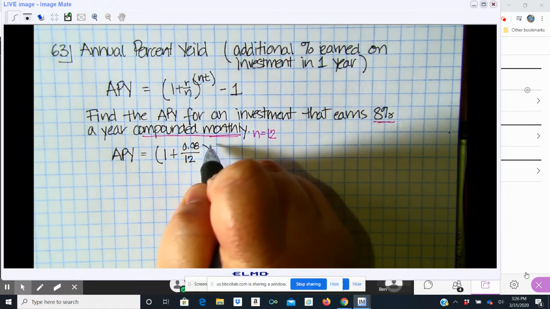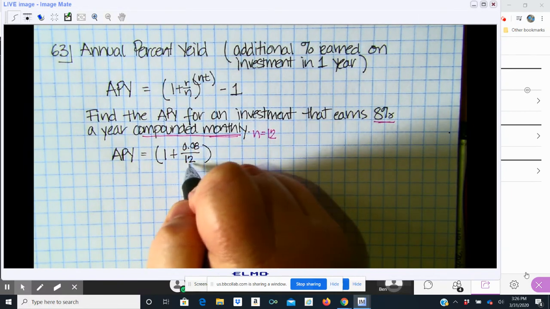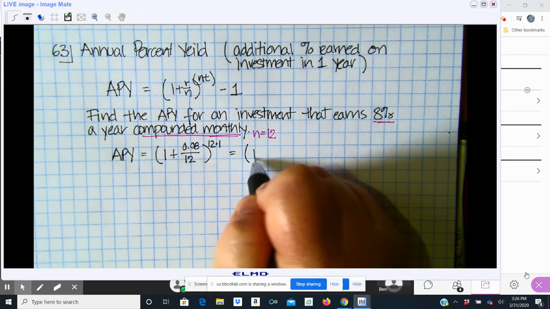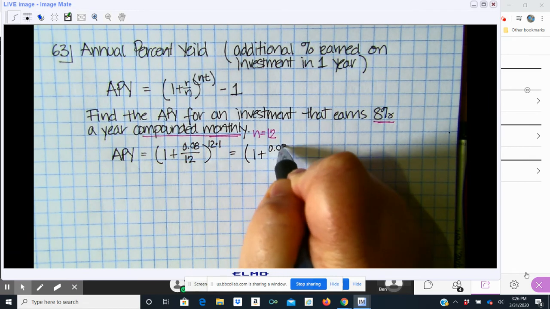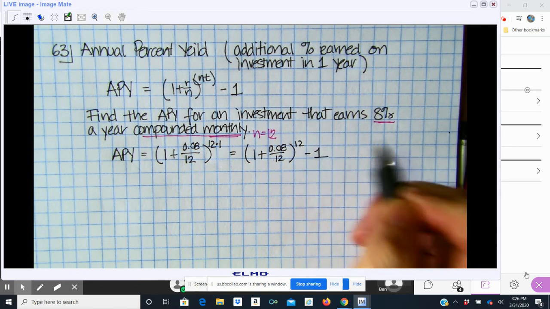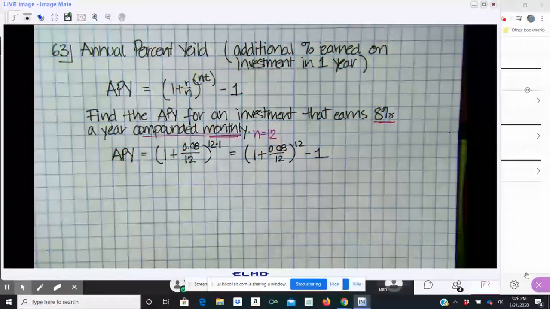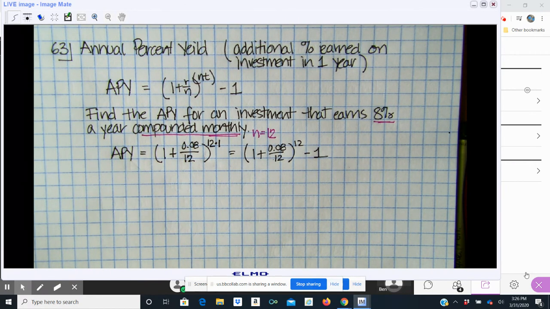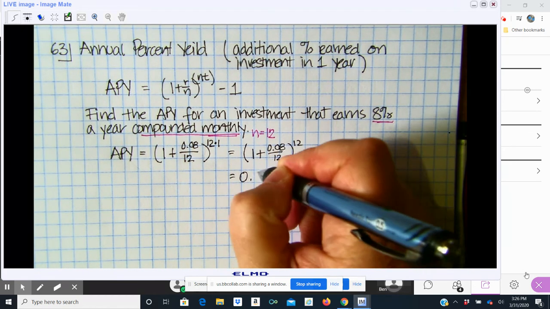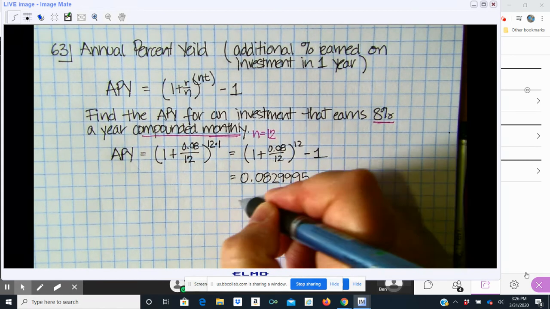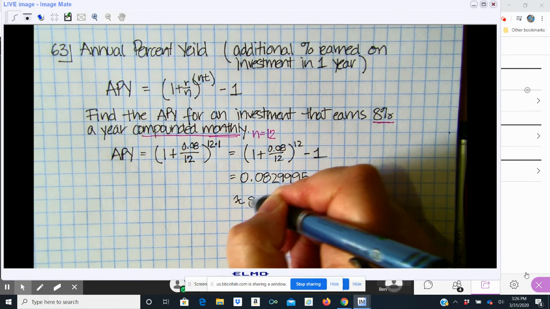We're going to take this to the NT power. Our N is 12. Our time is 1 year. So 1 plus 0.08 over 12 to the 12th power. And we will need to subtract 1 from it. So 1 plus 0.08 divided by 12 to the 12th power minus 1. And I get 0.08299995, which is about 8.3%.